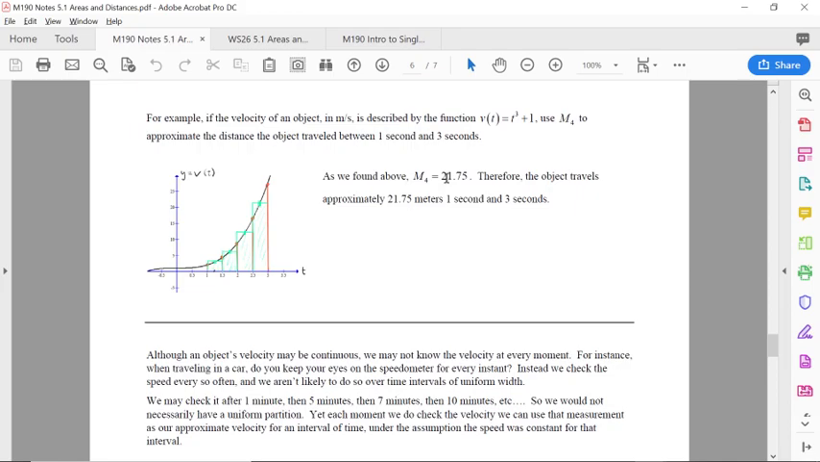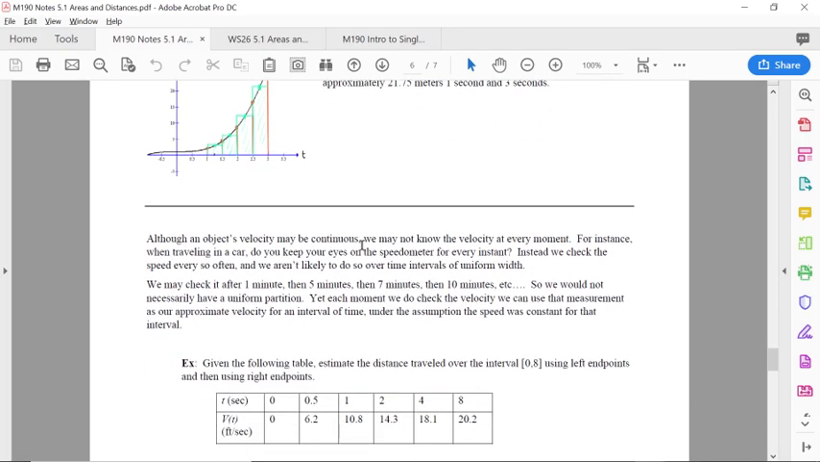So our object here would have traveled approximately 21.75 meters from 1 second to 3 seconds. Over that particular 2-second interval, it would have gone approximately 21.75 meters in distance.